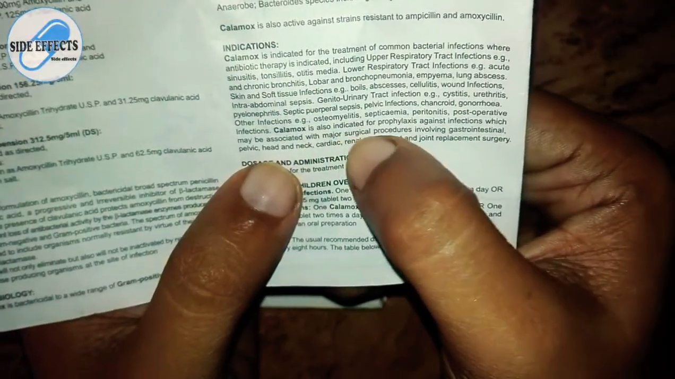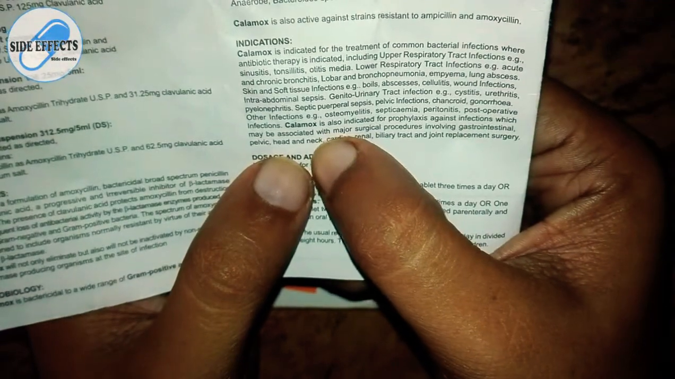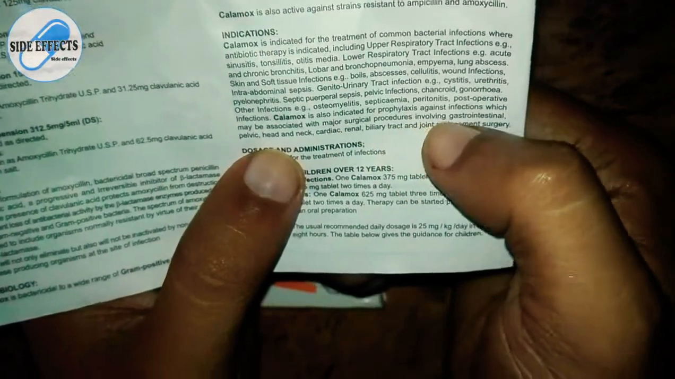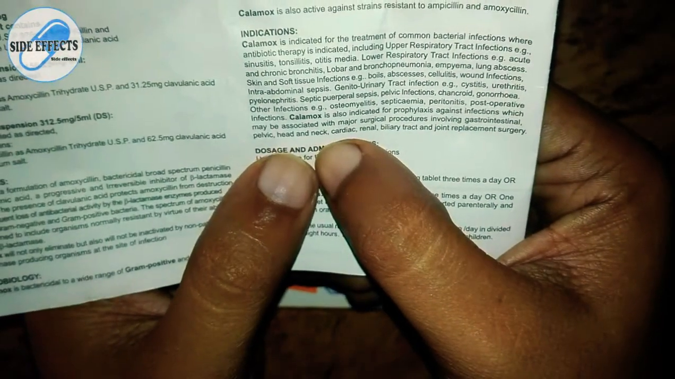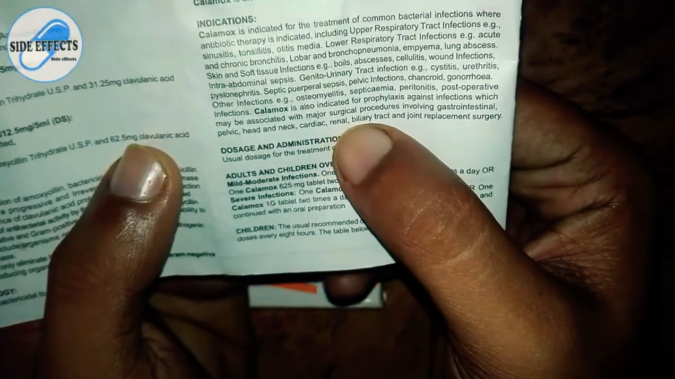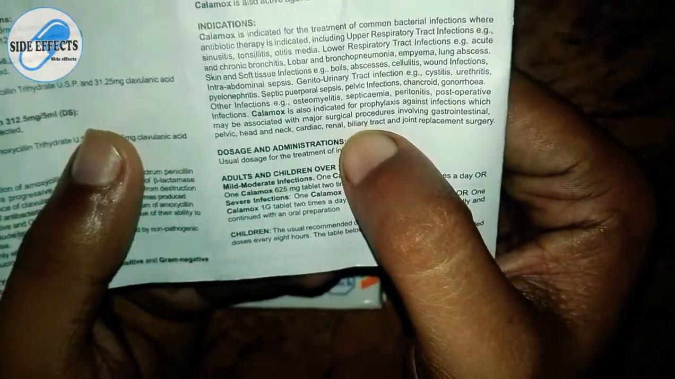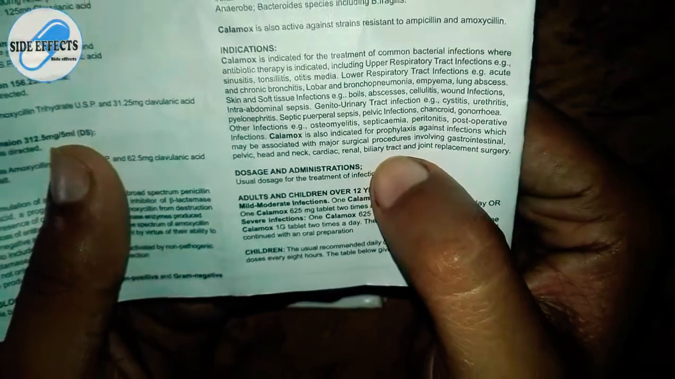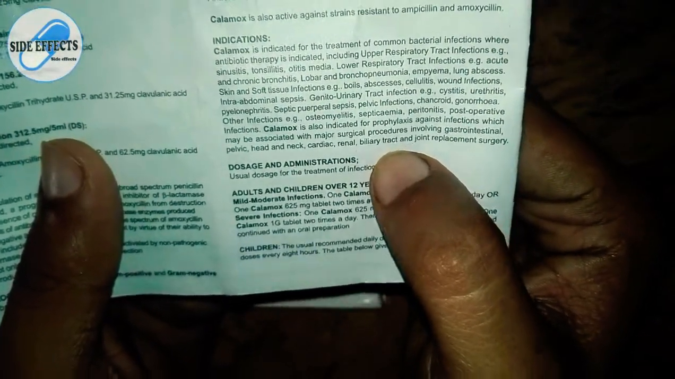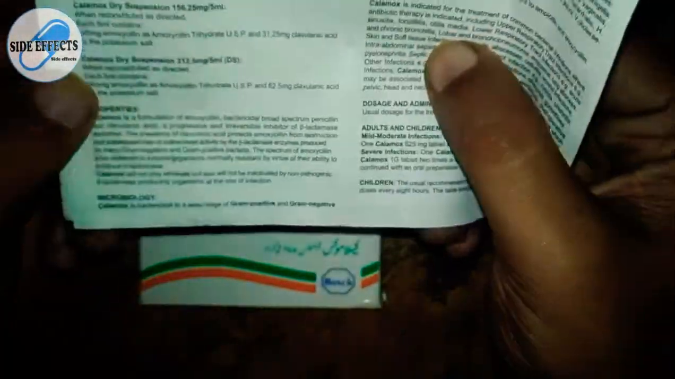It is also indicated for prophylaxis, means to prevent the infections which may be associated with major surgical procedures involving gastrointestinal, pelvic, head and neck, cardiac, renal, biliary tract and joint replacement surgery, means it is used to prevent the infections caused during surgery or after the surgery. Okay, it is used to avoid the infections. That's why it is also given after the surgery, in order to avoid infection. So it's a very good and effective medicine, means it is an antibiotic, so it is used to treat all kinds of bacterial infections.